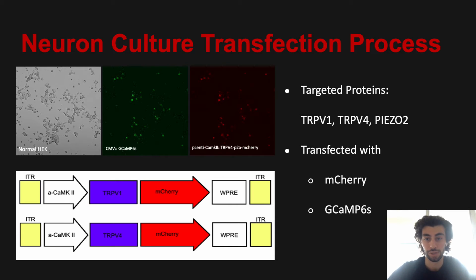The second transfection uses GCaMP, a calcium indicator. So while the first transfection makes the stimulation possible, the second one is so we can visualize the stimulation happening in real time. This transfection will allow the calcium in the cell to light up a fluorescent green color, which is indicated in the middle image.